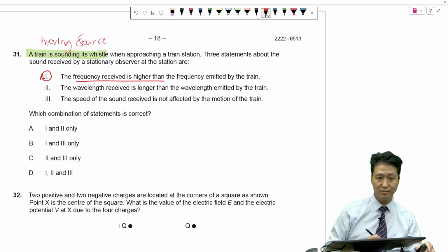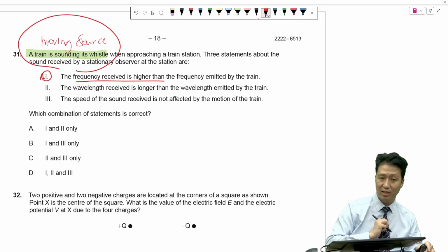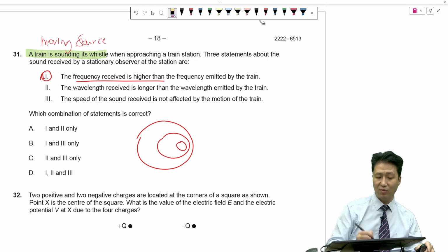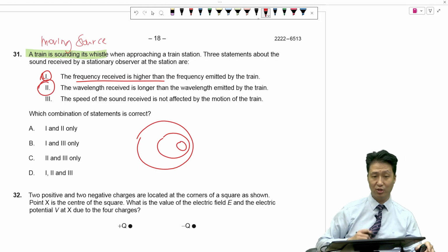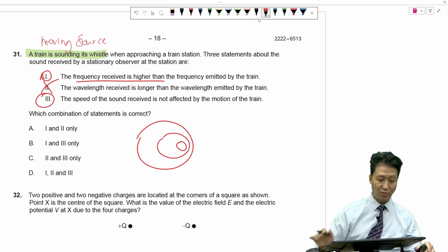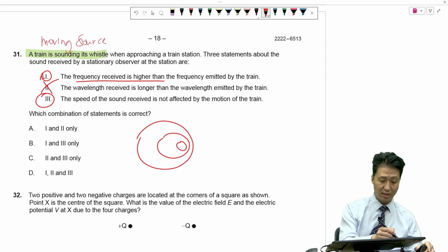This is correct. Number 2, the wavelength received is longer than the wavelength emitted by the train. This only happens if the source is moving. The source is moving, so if you look at the wave fronts, they get bunched up in the front. The wavelength is smaller. Actually, it should be shorter, not longer. So it's wrong. Number 3, the speed of the wave is not affected by the motion of the train. That is correct. Speed of the wave is not depending on the motion of the source. So the answer should be 1 and 3.